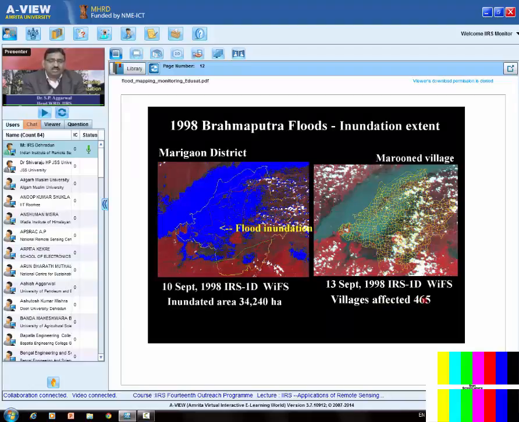Not only that, in your GIS database, you have all the information about these villages, like the name of the village, population of the village, maybe agriculture area, whatever information you have. It will add on to your information about the flooded area and the effect on the area. It may be buildings, it may be population affected, all these things.